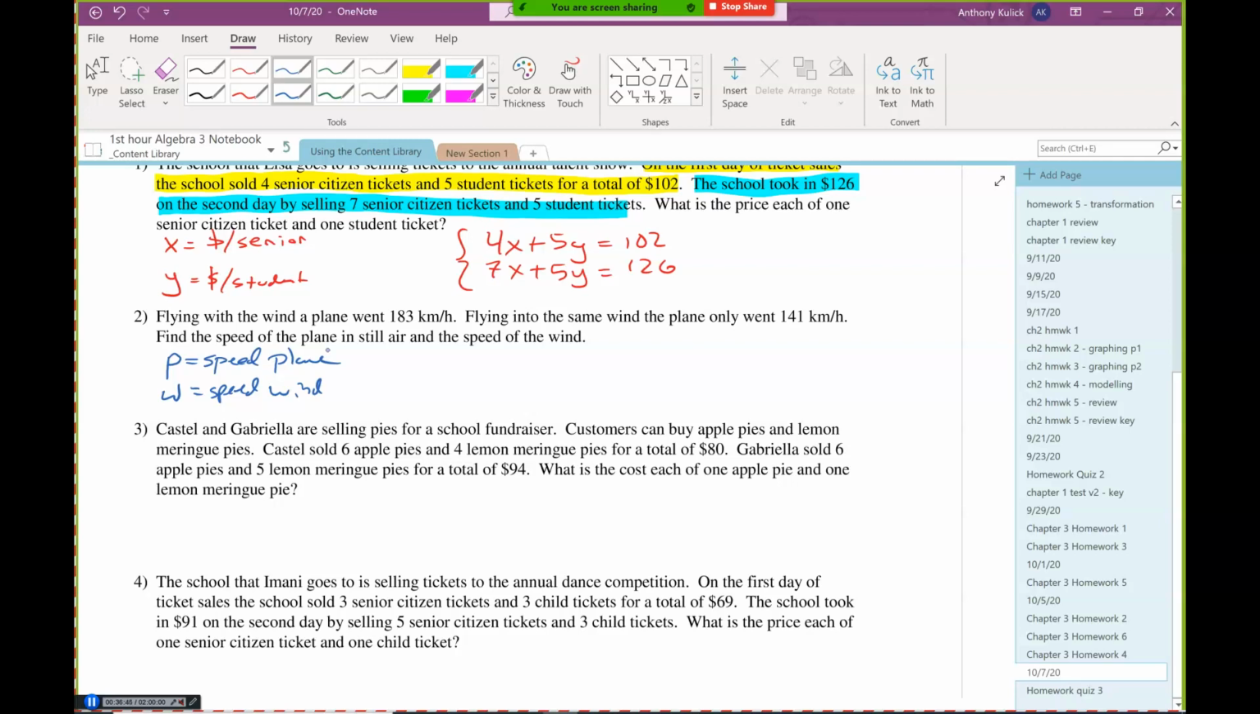Right. So if you were out running and you're running with the wind, what would that feel like? You'd probably go faster because the wind is pushing you along, right? Everybody agree with that? So how would we take that idea of flying with the wind and turn that into an equation?